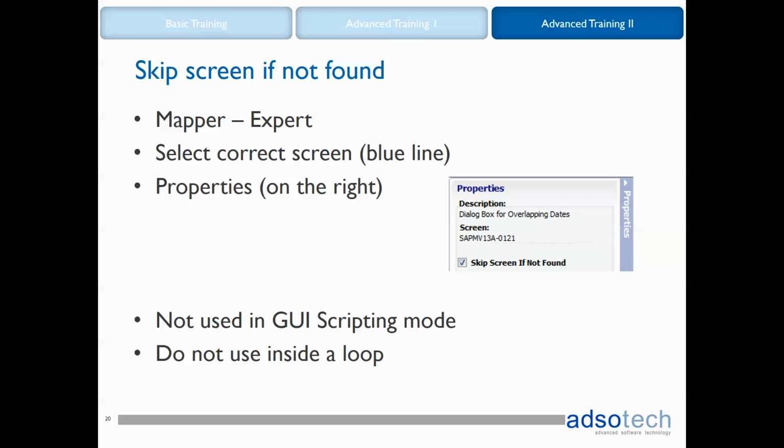Once we have selected our correct screen, then we can click on properties on the right side of your screen. The blue vertical bar that you have there on the right side. When you click it, you will see an option called skip screen if not found. Simply tick that on, and then Winshuttle is able to skip over that screen if it doesn't find it, if it doesn't come up when executing the script. So Winshuttle will skip over that screen and continue with the rest of the script. And if it does come up, then Winshuttle is able to perform the steps that were recorded in that screen originally.